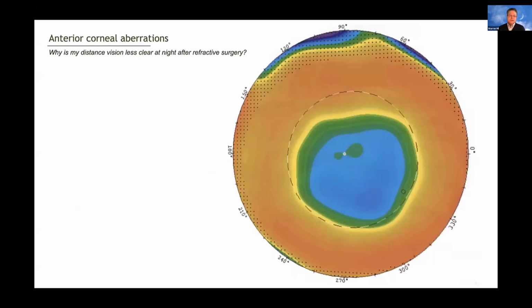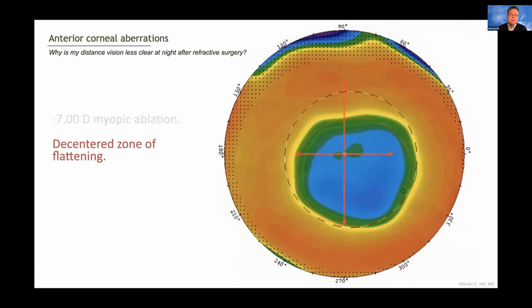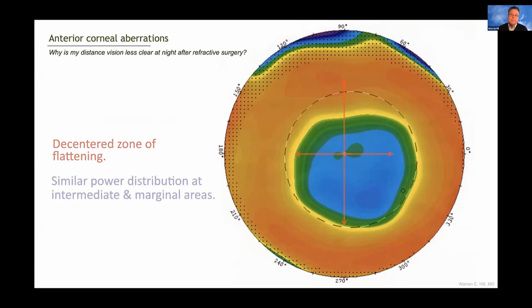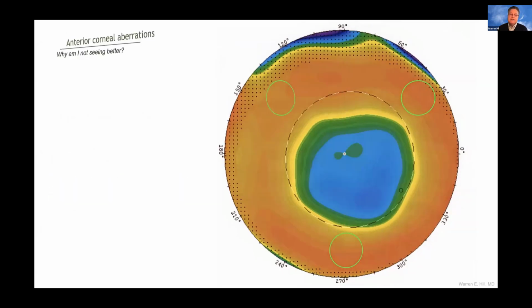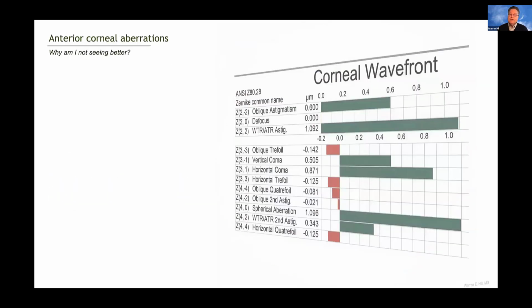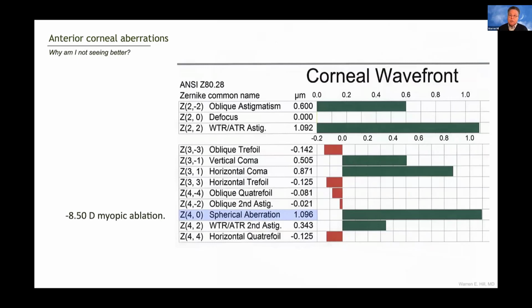So here's another patient who had 7 diopters of myopic ablation. They have a decentered zone of central flattening. Decentered means irregular astigmatism and increasing coma. And they have a similar distribution in the intermediate and marginal areas. So their spherical aberration is high. Remember, normal is 0.274. We're well above 1 micron. They have increased vertical coma because they have a decentered ablation, and they have a regular intermediate zone.